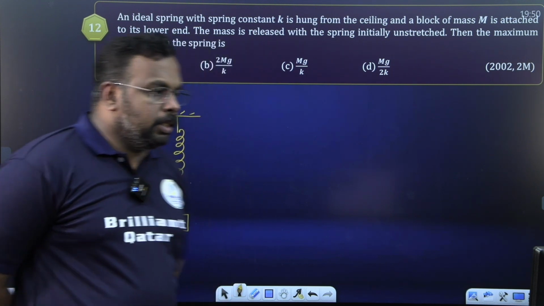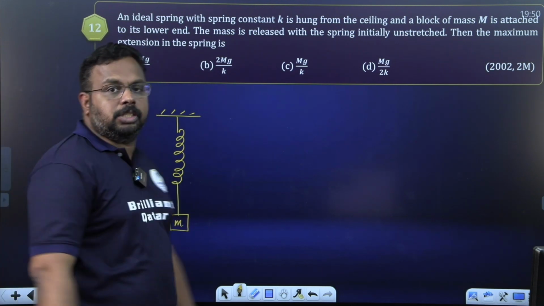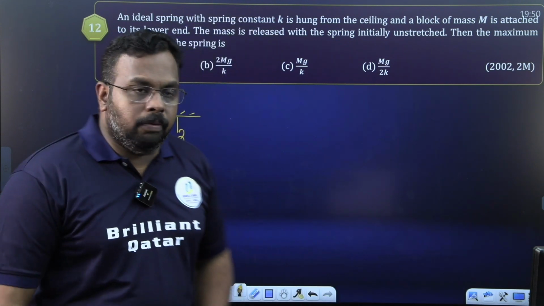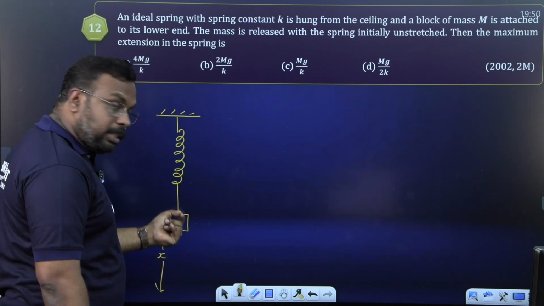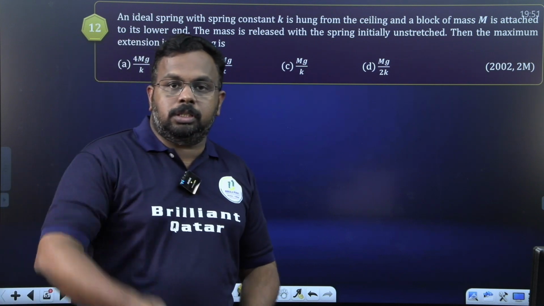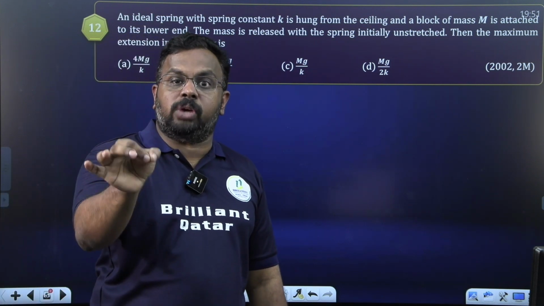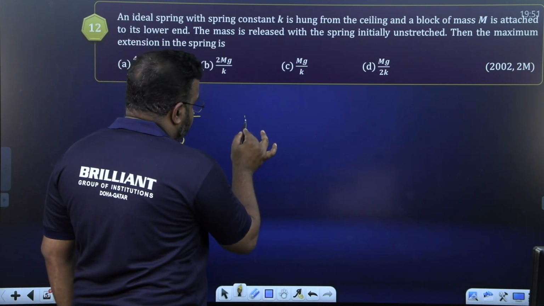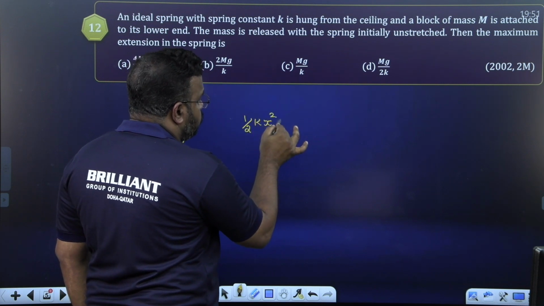Yeah. So I'll go to the answer. This is again a very simple question. When it is in unstretched position, again we can use a conservation of energy concept here. When it is in unstretched position, the energy is 0. If this mass is stretched through a distance x, the spring will also stretch through a distance x. If the spring is stretched through x, you know that the energy stored in that one is what? Half kx square. So half kx square is the energy stored in the spring.